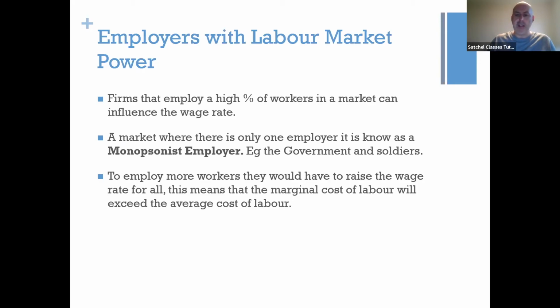This means the marginal cost of labour will exceed the average cost of labour. In other words, for every single extra person or hour employed, they would have to offer everyone else the same wage rate. So although in a perfectly competitive market not everybody is being paid exactly the same, in a monopsonous situation, everybody gets the same amount. So if wage rates rise for one person, they rise for everybody. So you get a steeper marginal cost for labour curve.